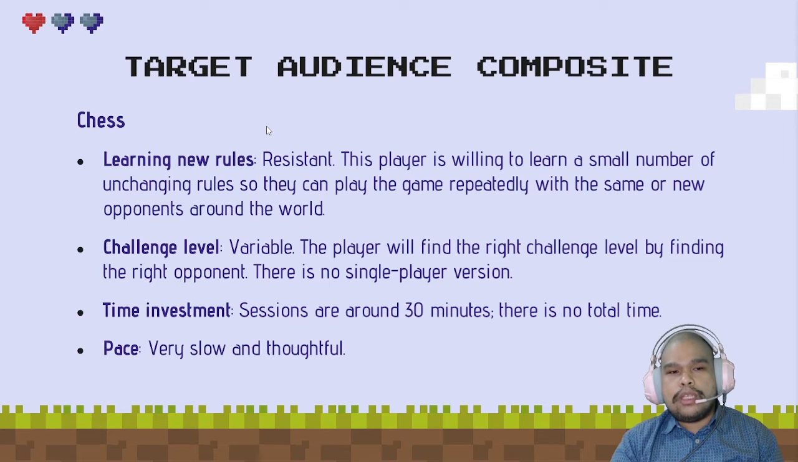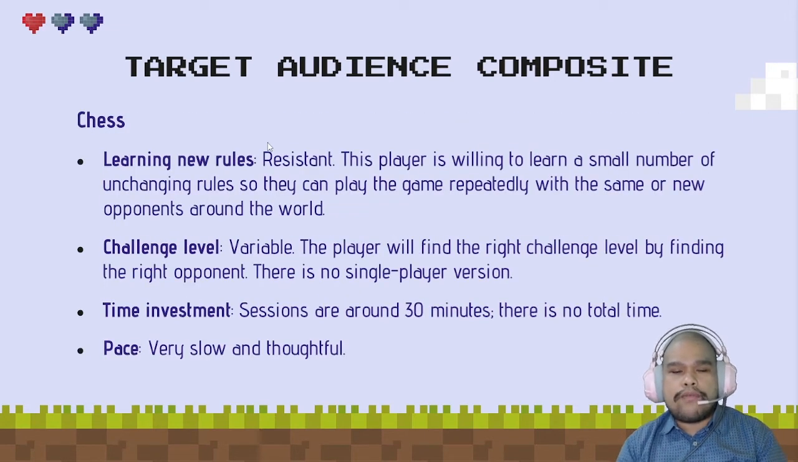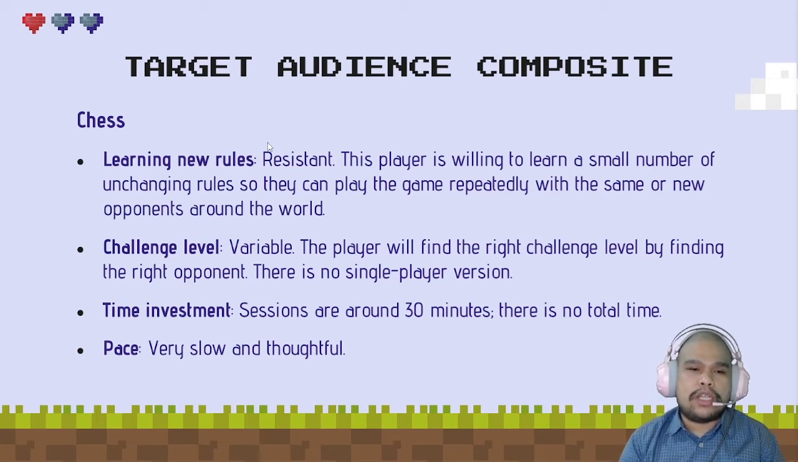Yung mga attributes na binanggit natin kanina, ito yan. So learning new rules, challenge level, time investment, pace, competitiveness. So isa-isahin natin. Let's say for example, chess. What type of players are these? So resistant. This player is willing to learn a small number of unchanging rules so they can play the game repeatedly with the same and new opponents around the world.